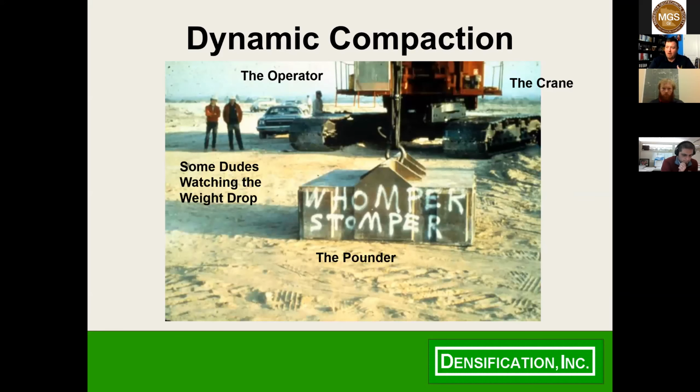This is generally when we're asked to show up to the site, this is what we bring. We bring our crane, we have our operators, the pounder. It's a pretty small operation. Generally, one crane, two operators, and a superintendent is our crew.